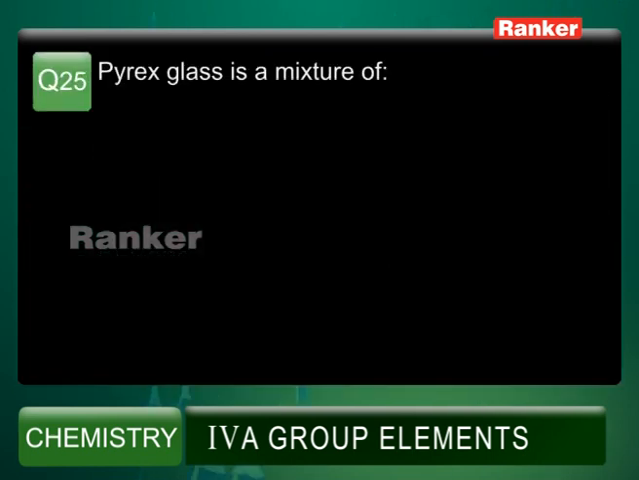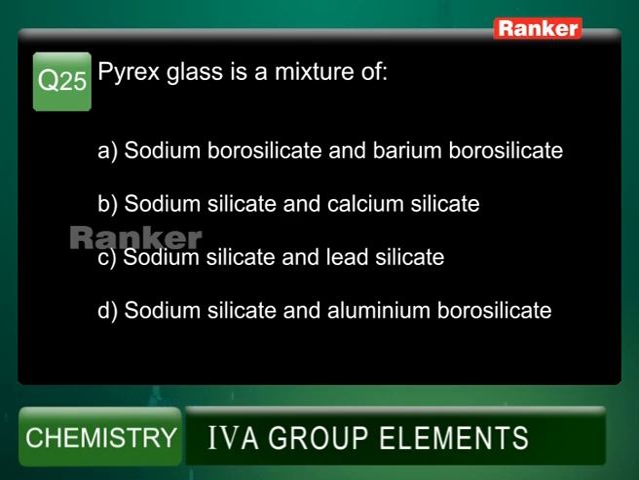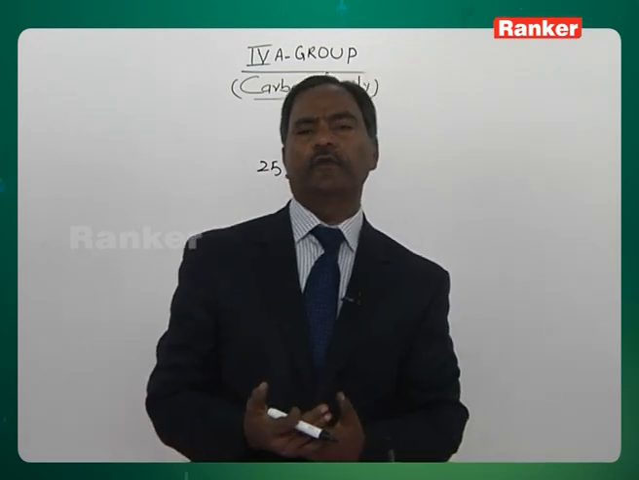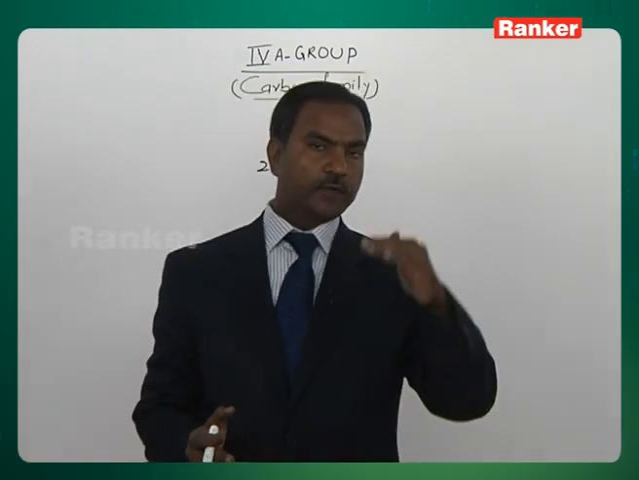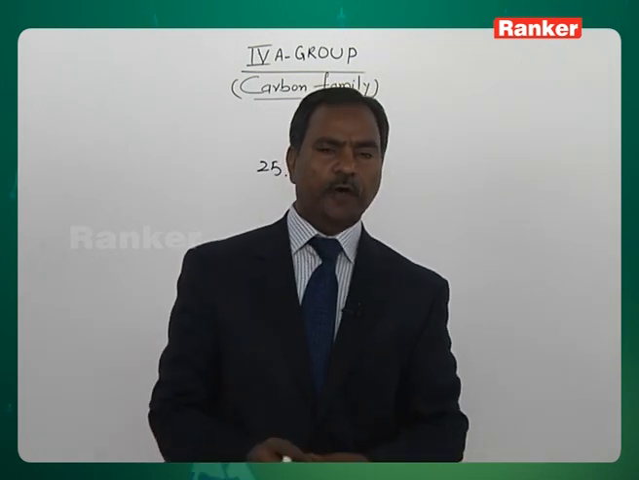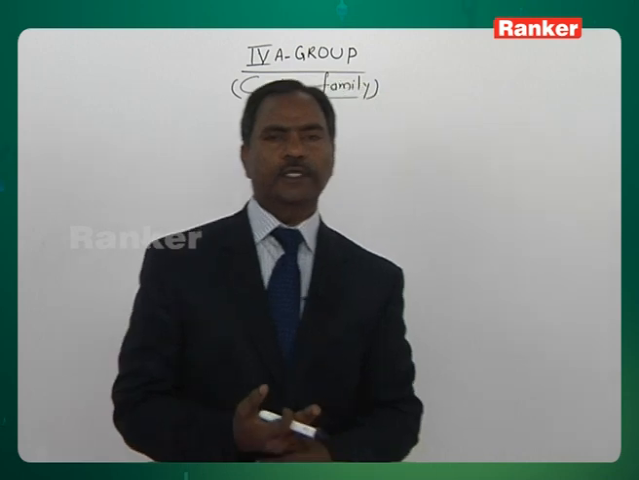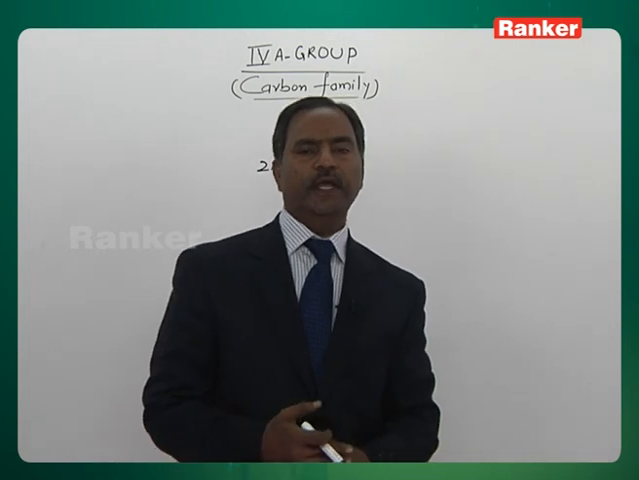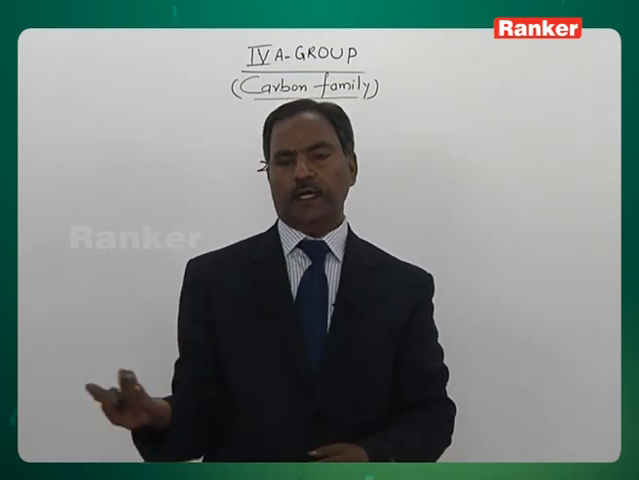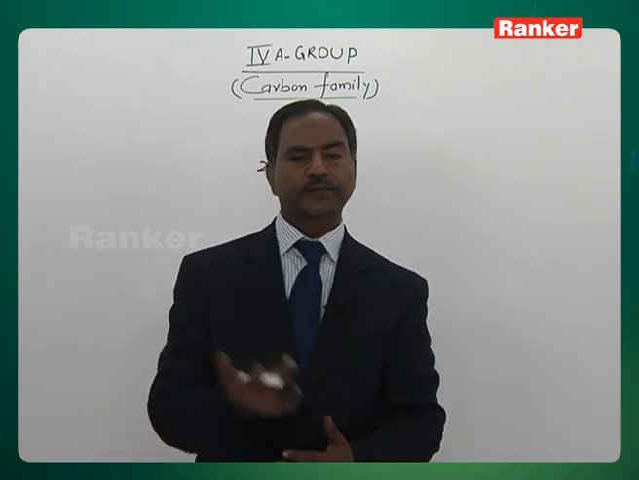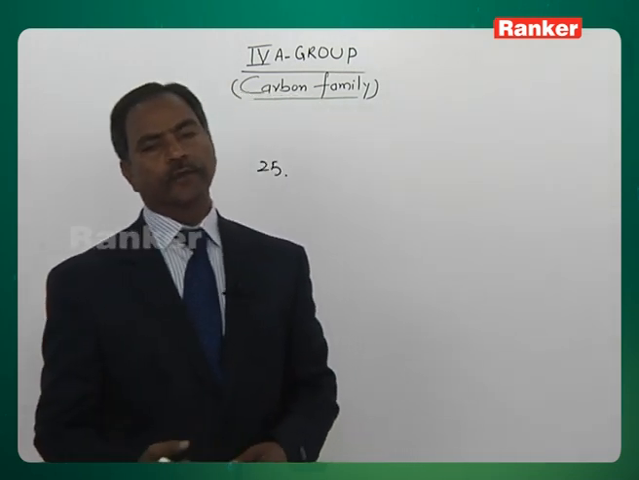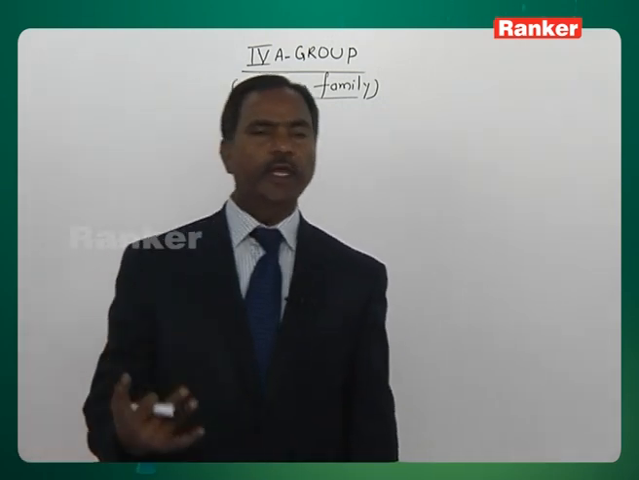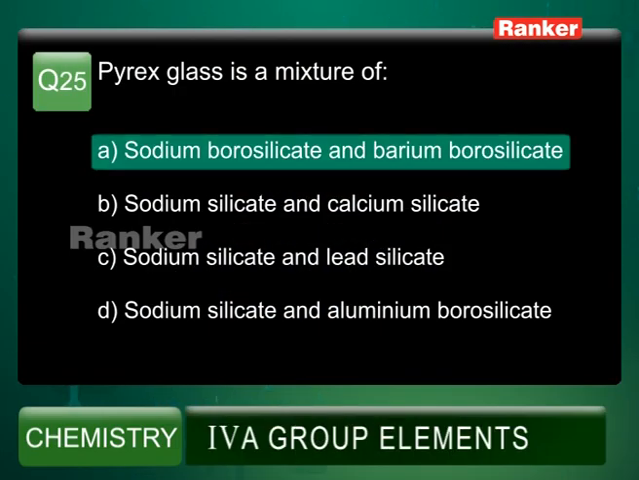Question number 25, Pyrex glass is a mixture of, see, different varieties of glass are there, like flint glass, Pyrex glass, but the glass compositions you have to remember. Pyrex glass is actually made up of sodium borosilicate and barium borosilicate. The options given are sodium silicate and calcium silicate, sodium silicate and lead silicate, sodium silicate and aluminum borosilicate. So Pyrex glass carries sodium borosilicate and barium borosilicate. So question number 25, answer is A.